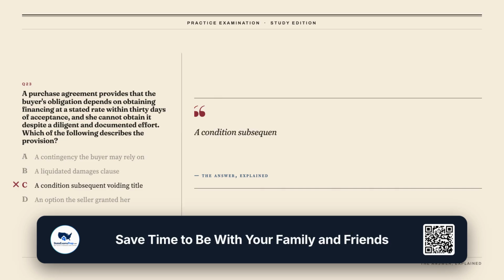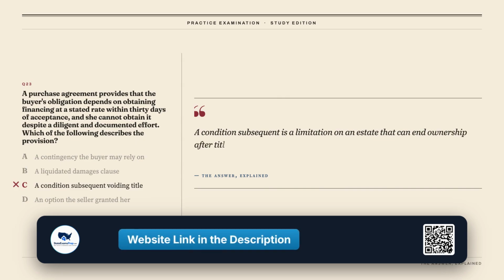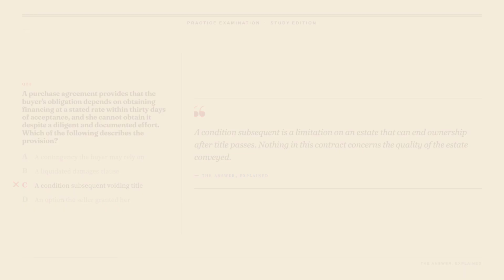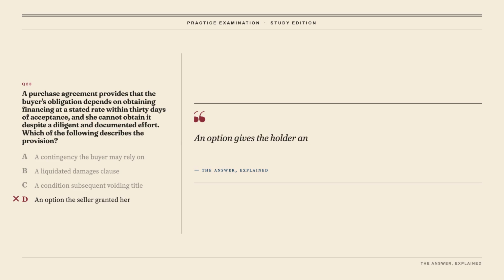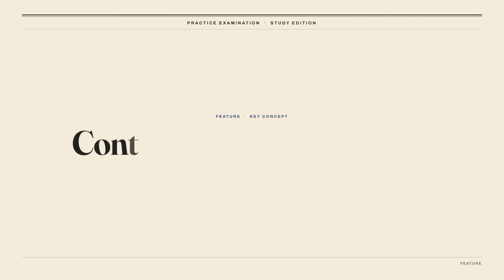C is wrong because a condition subsequent is a limitation on an estate that can end ownership after title passes. Nothing in this contract concerns the quality of the estate conveyed. D is wrong because an option gives the holder an exclusive right to buy for a price during a period. This buyer is already under a binding purchase contract instead.